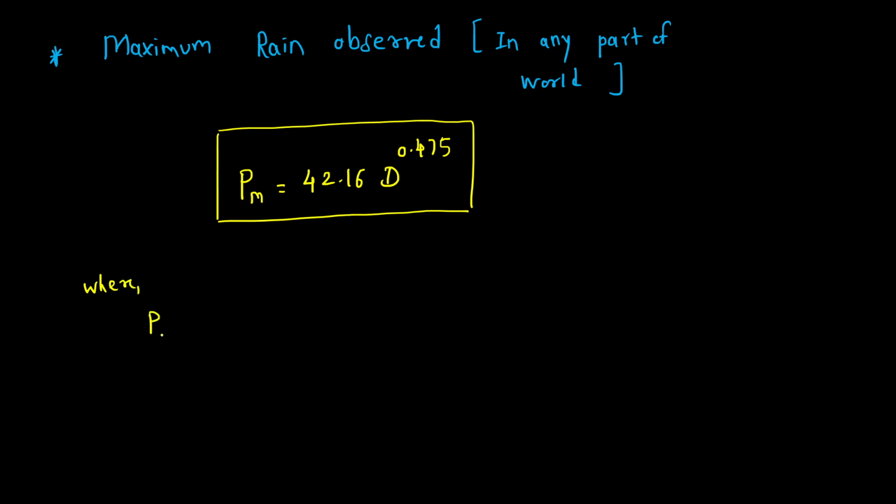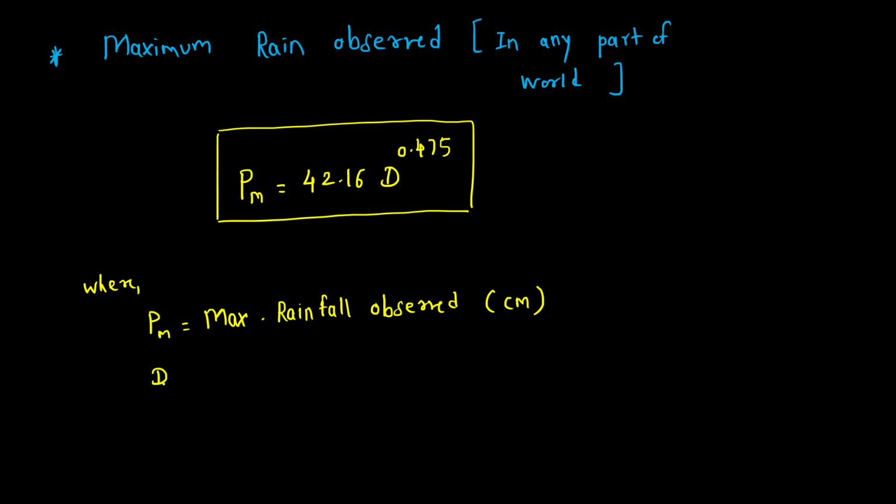So this is the maximum rainfall observed. It is in centimeter. See, this is an empirical formula, there is no derivation for this. Based on the readings or observations that were taken, this formula is based on that. Such formulas are called empirical formulas.